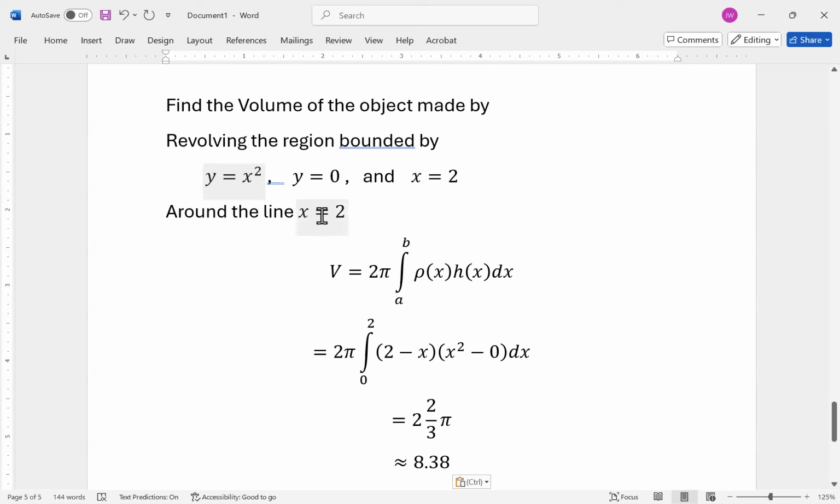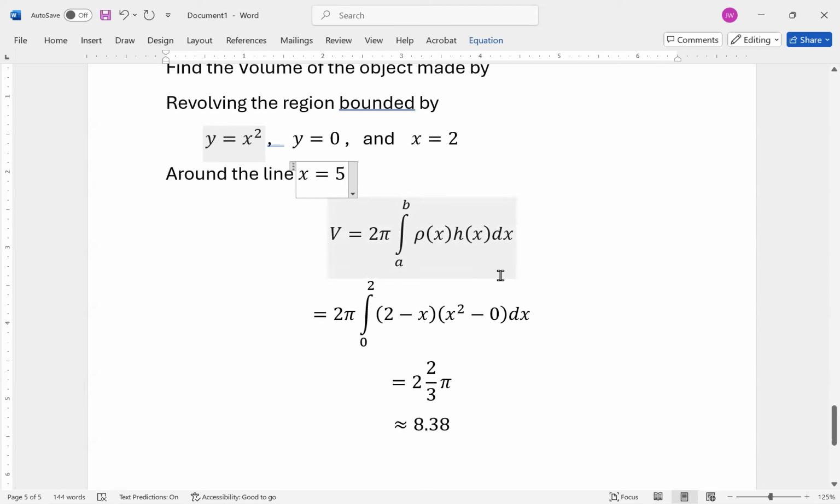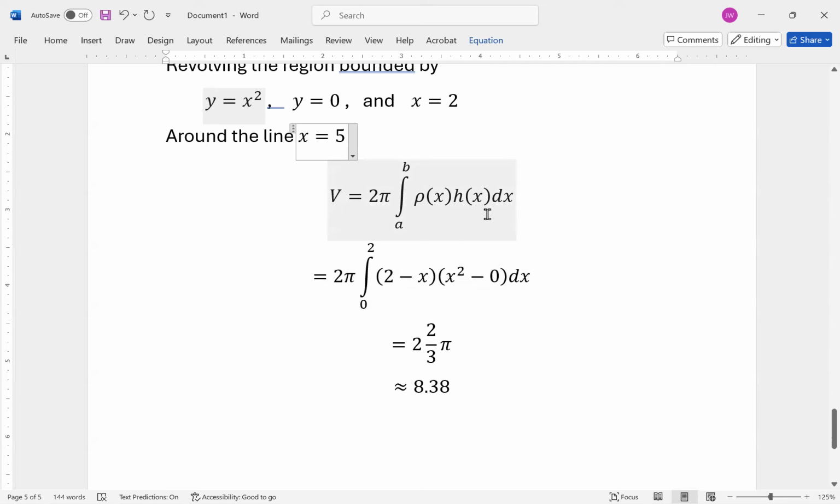I am going to start with our previous example and just change some things around. We're going to rotate around the line x equals 5 now. Still, that is a vertical line, so I'm integrating with respect to x. The height of each shell is still x squared minus 0, still going from the top of the curve down to y equals 0. So y equals x squared down to y equals 0.